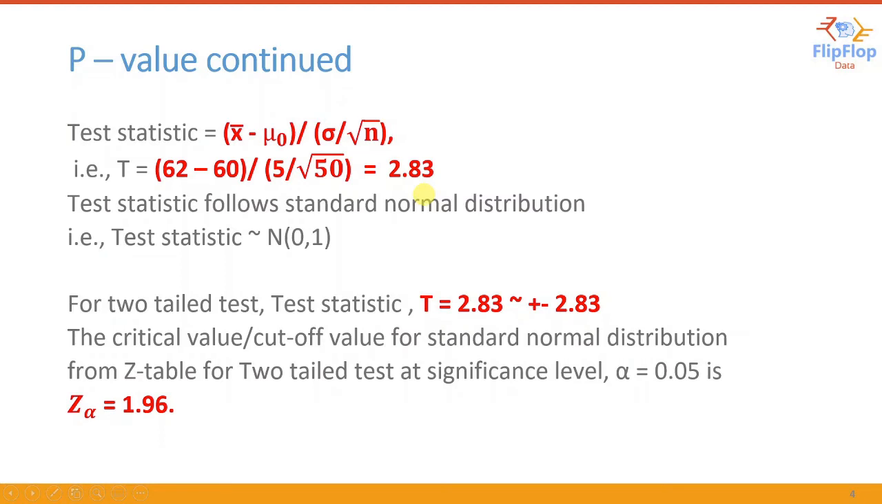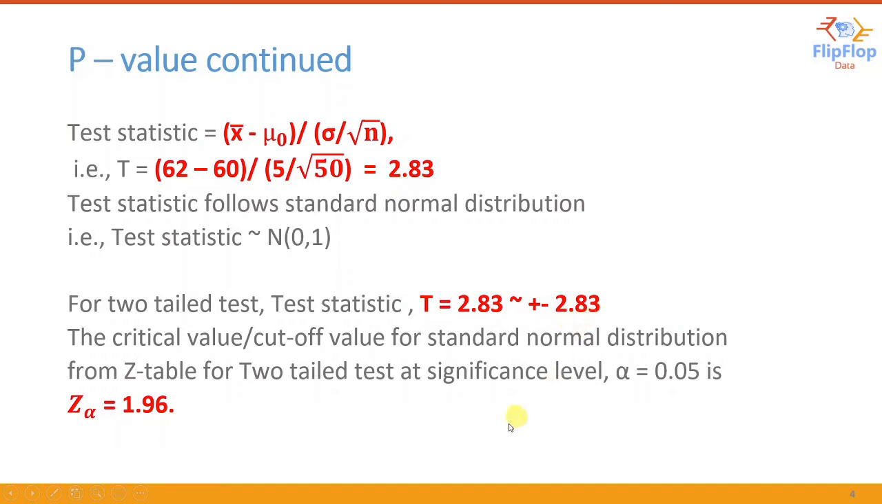And since sample size is 50, which is more than 30, according to the central limit theorem, the sampling distribution of the test statistic approximately follows a normal distribution curve. And since this is a two-tailed test, our test statistic will be distributed on both tails of the distribution and it can be denoted as plus minus 2.83.